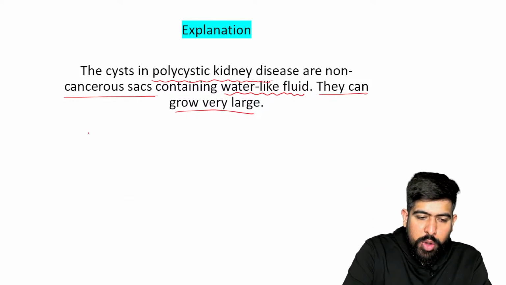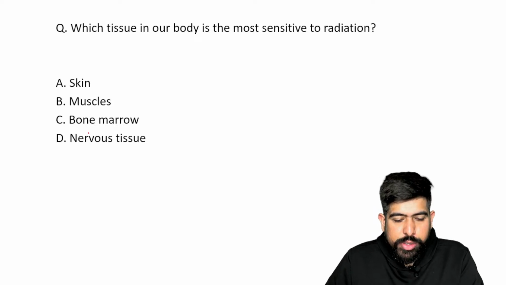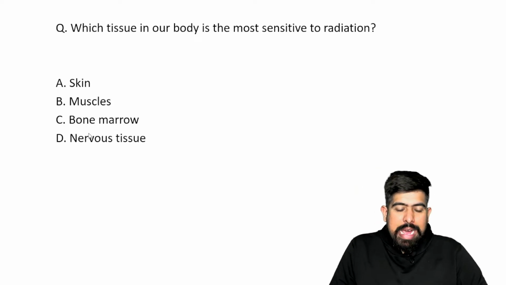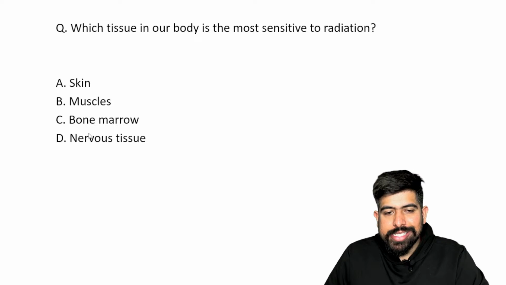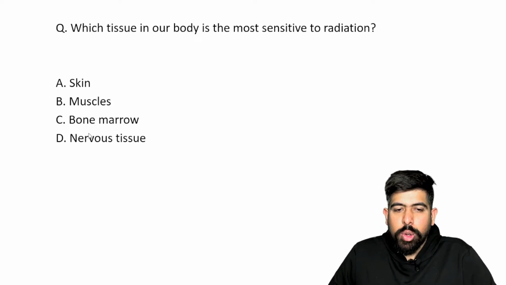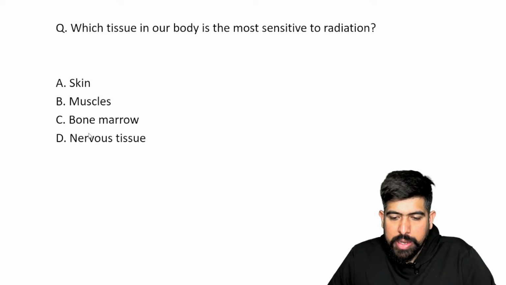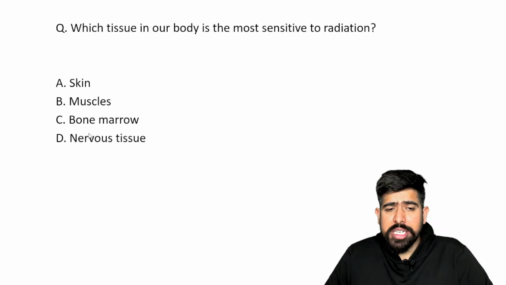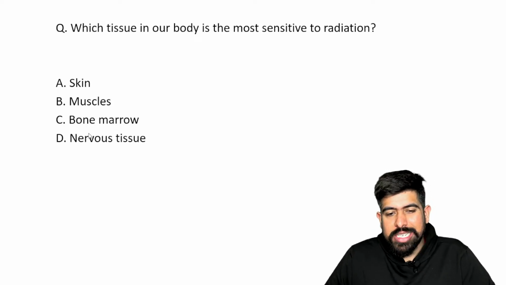Now let's move forward to the next MCQ, a very important MCQ which has more chances to come in your exam. The MCQ asks which tissue of our body is the most sensitive to radiation. The options are: option A is skin, option B is muscle, option C is bone marrow, and option D is nervous tissue.